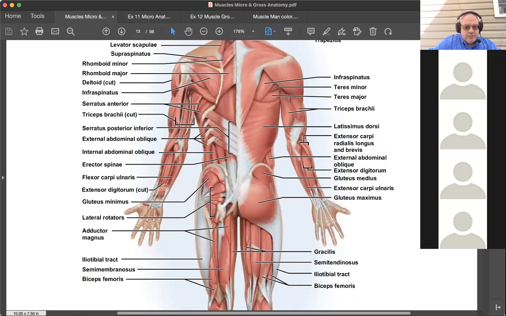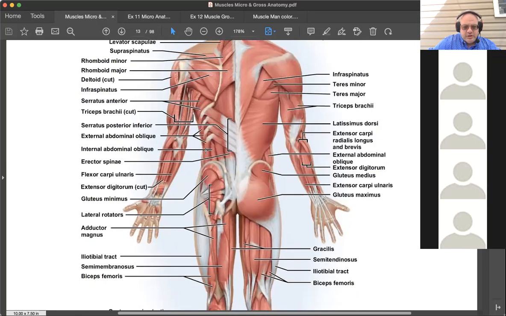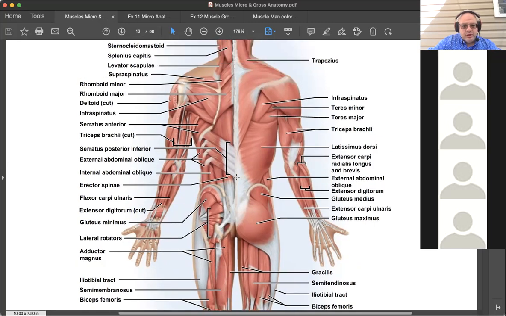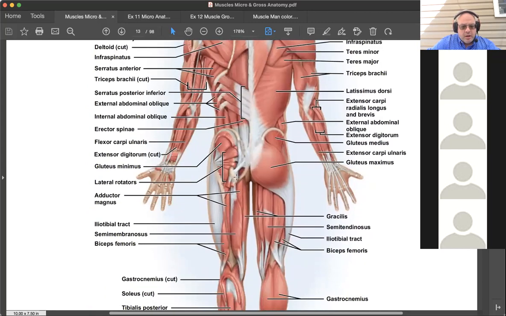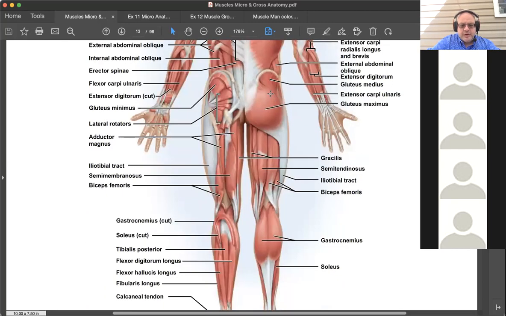Let's see. And you see the obliques. The obliques again come all the way around. The erector spinae is just a deep group that basically attaches our spine to essentially the sacrum to keep everything upright. On the posterior leg, here's where you've got the gluteus maximus, the larger, meatier part of the buttocks.